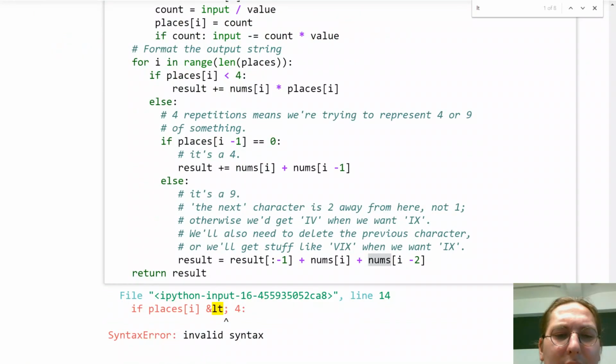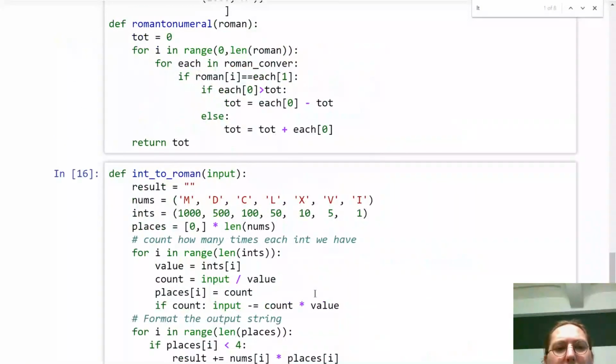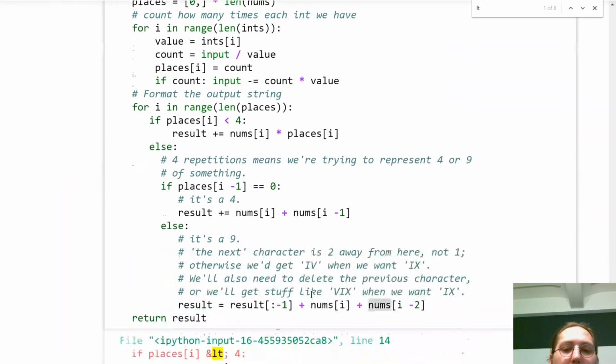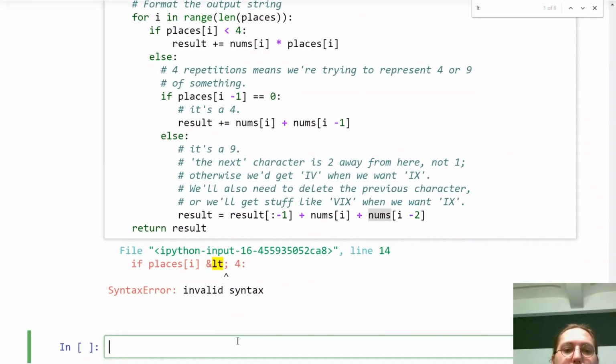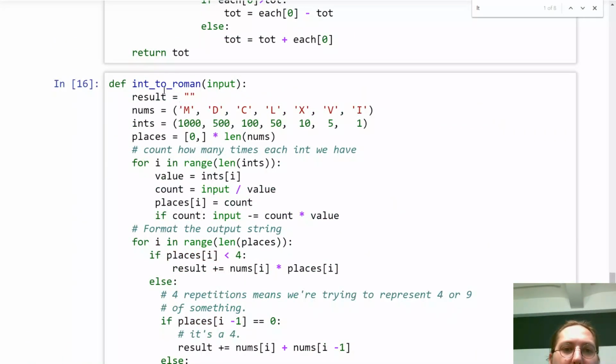Well, we can make a simple unit test. We can convert to number and back to Roman and back to number and back to Roman. Actually, one back to number is enough. Do 1994, if the function... What's the name? Int to Roman.